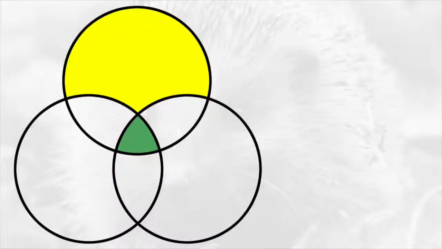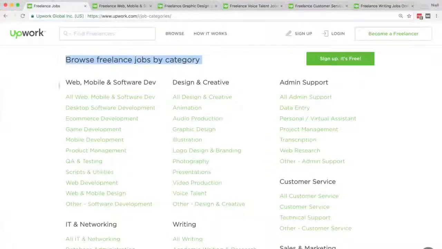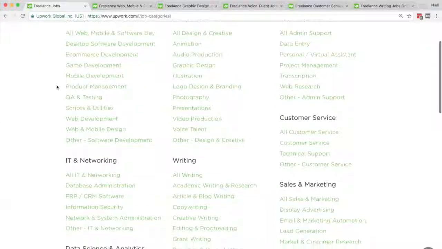Okay, back to our circles. Based on your research in step 1, you now want to come up with a list of 5 to 10 jobs you think you would enjoy. If you're not sure which type of freelance work you would enjoy, then you didn't spend enough time looking at jobs on Upwork in step 1.